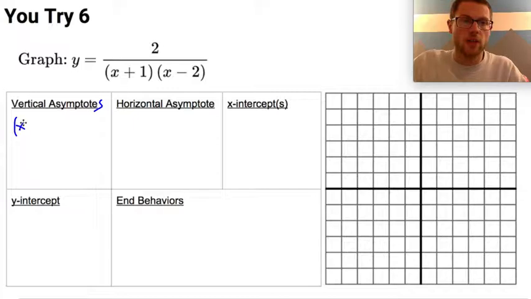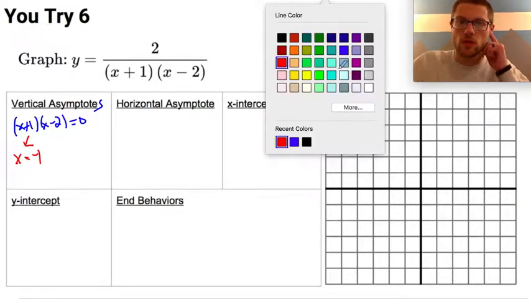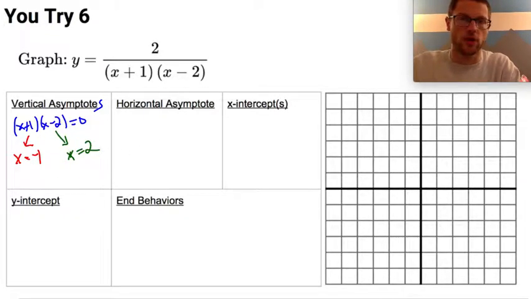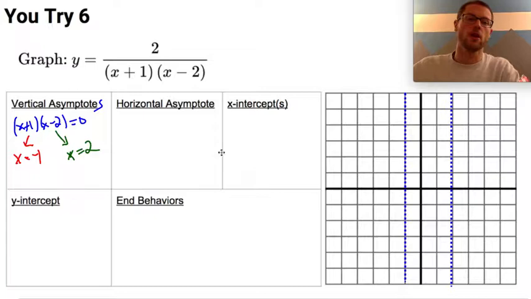If I set x plus 1 times x minus 2, that whole denominator, equal to 0, I see that this factor x plus 1 gives me a restriction of x equals negative 1. So that's going to be one of my asymptotes. And then I have another restriction for this factor, and x equals 2 will be a restriction. So let's graph both of those vertical asymptotes. x equals negative 1 is one of them, and x equals 2 is another one. So already I've created another section in this graph.